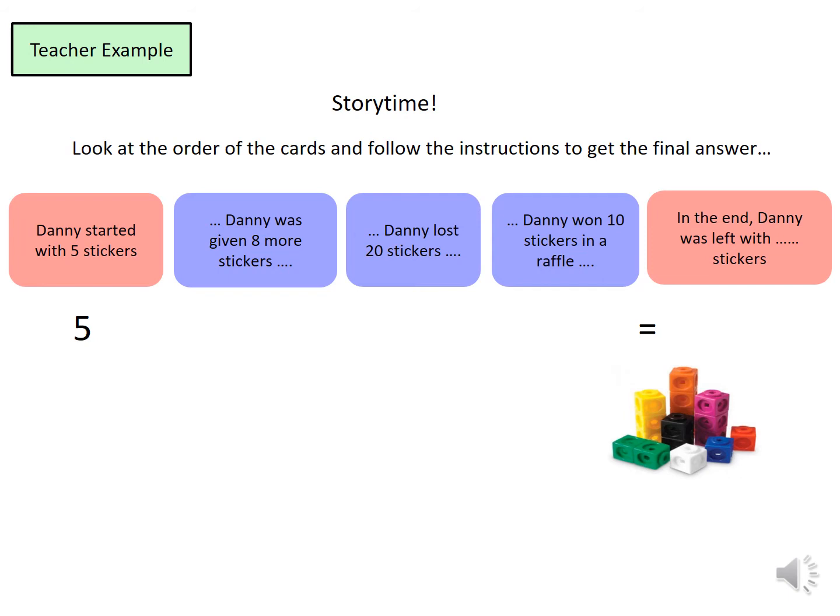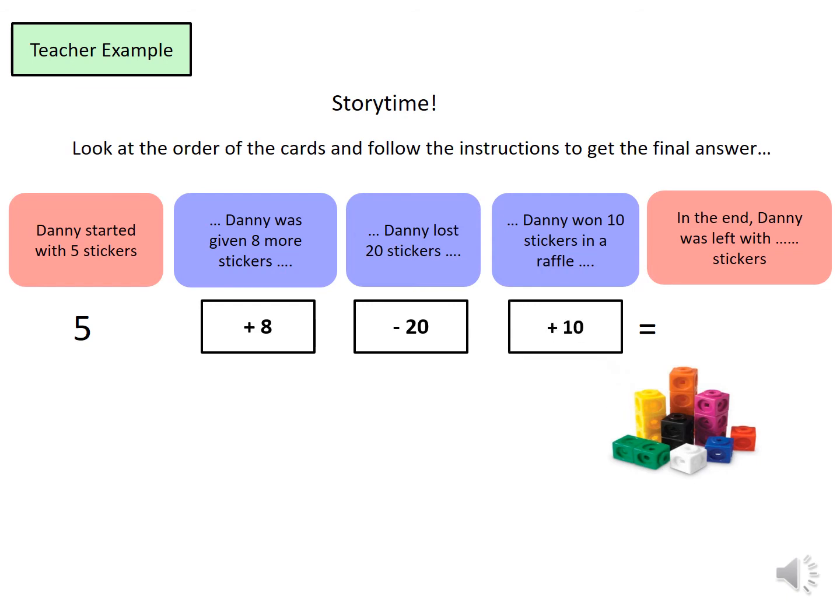So obviously from the information that we've been given, we can create calculations to figure out how many stickers Danny was left with. Now, if Danny was given 8 more stickers, we can call that plus 8, okay? Now, if he lost 20 stickers, we can say that's subtract 20. He won 10 stickers in a raffle, that would add on 10. And our final answer should have been, now, if you do the calculation here, it's 5 plus 8, take away 20, plus 10, and that should have given us 3. So in the end, Danny was left with 3 stickers.